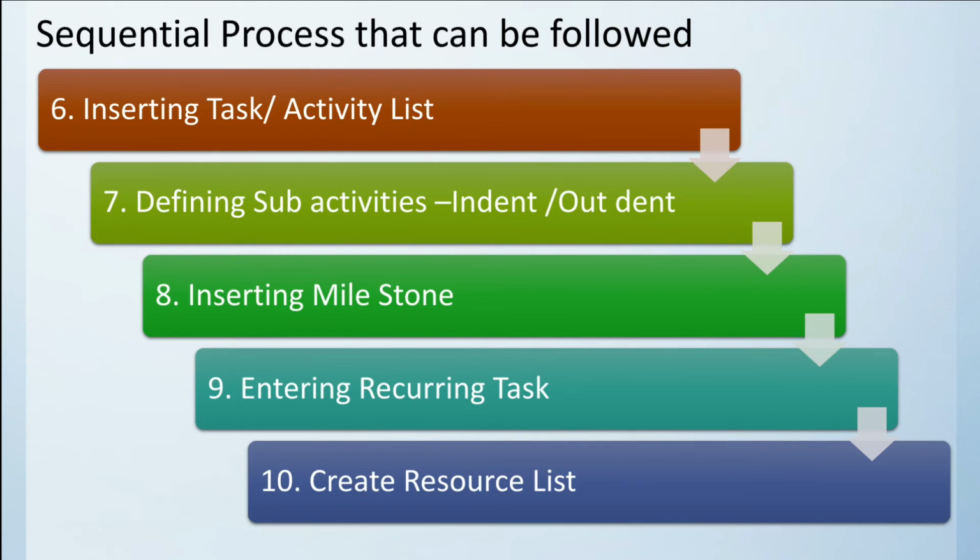We will define the sub-activities, that is, how we can express to the software that a particular activity has many sub-activities, the method of inserting sub-activities. We will insert the milestone, which is also called an event, so as to have better control. We can also enter the recurring task. A recurring task is a task which keeps on repeating after some periodic interval, maybe a meeting schedule, or a checking or auditing process.